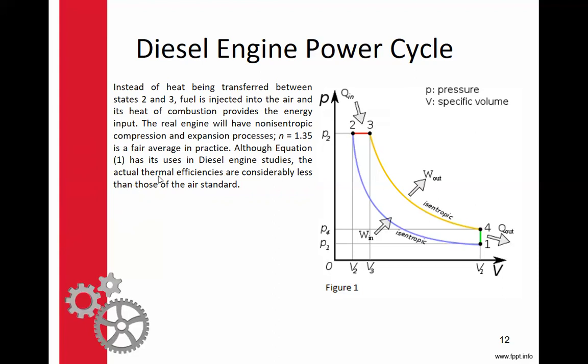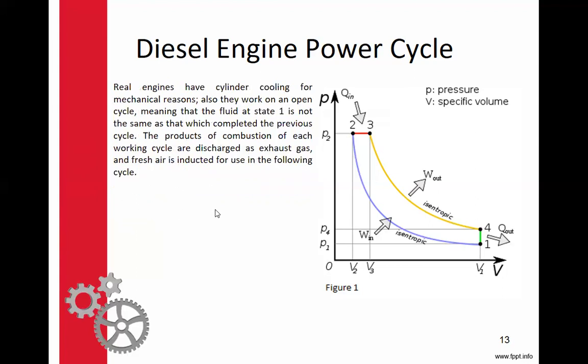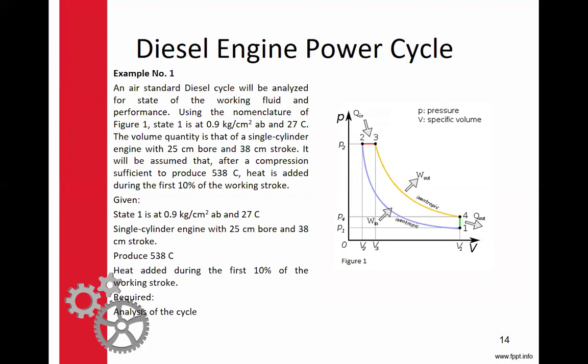So although equation 1 has its uses in diesel engine studies, the actual efficiencies are considerably less than those of the air standard. Real engines have cylinder cooling for mechanical reasons. Also, they work on an open cycle, meaning that the fluid at state 1 is not the same as that which completed the previous cycle. The products of combustion of each working cycle are discharged as exhaust gas, and fresh air is inducted for use in the following cycle.